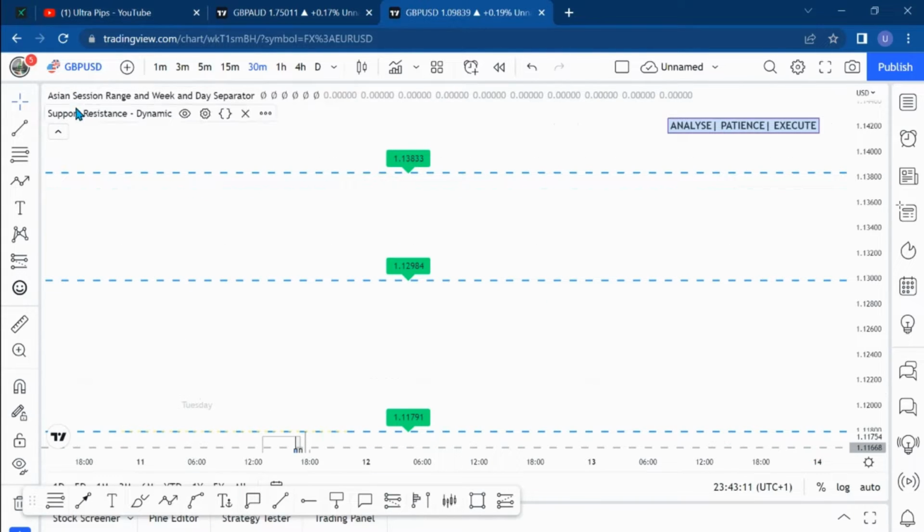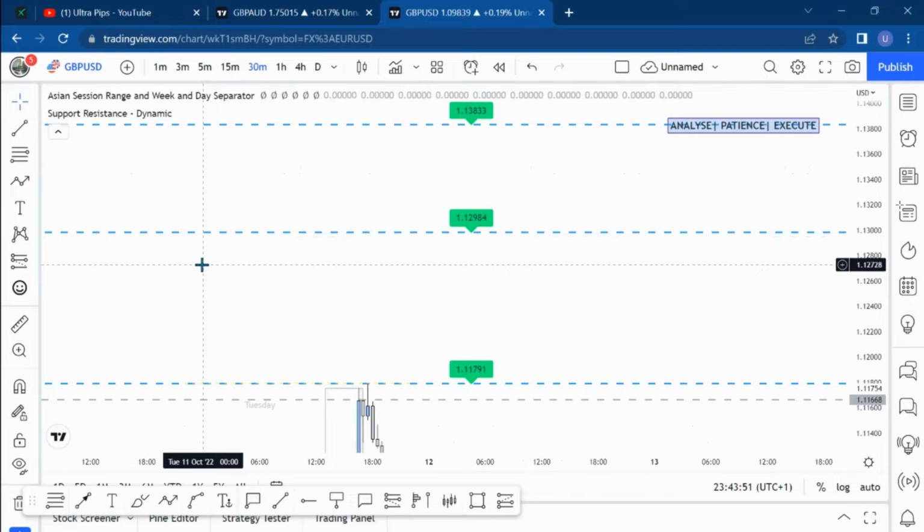The first indicator basically just separates the Asian session, the London session, and the New York session. That is what it does. The support resistance dynamic shows key areas, key levels where price is likely to reverse from. But before you use it, you need to understand basic market structure, which I already discussed in my previous videos. You can go back and watch them. You can see the link on the screen, so you can just click to watch them.